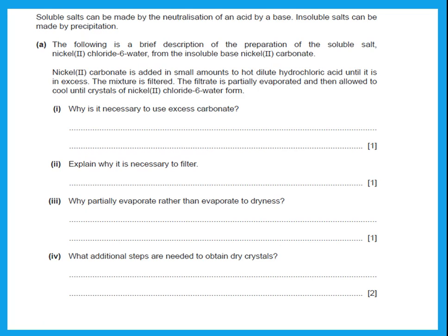Nickel carbonate is added in small amounts to hot hydrochloric acid. So he's adding nickel carbonate to hydrochloric acid, and he's trying to make nickel chloride. Why is it necessary to use excess carbonate? We said in this method, I keep adding the solid carbonate until excess solid remains in the beaker. Why do I need to do that? To make sure that all the acid reacts.